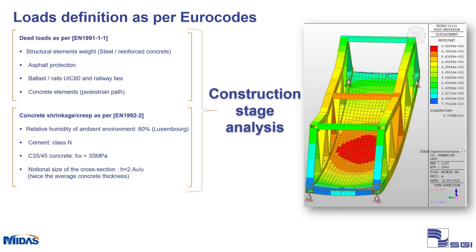Besides, in this construction stages analysis, time-dependent effects were taken into account as per Eurocode 2. On the right part of the screen is displayed displacement results after superstructure stage. Maximum vertical displacement is around 7 cm at mid-span of the bridge.